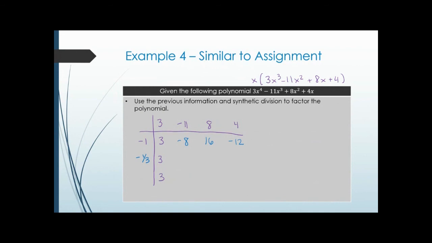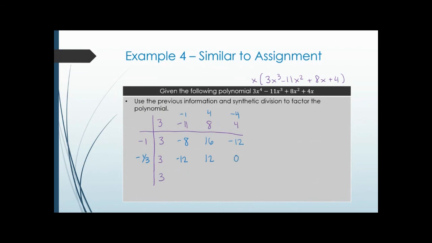So -1/3 times 3 is -1. -1 minus 11 is -12. -1/3 times -12, actually this works out nicely. That's not going to come out as a fraction, that's going to come out as 4. 4 plus 8 is 12. -1/3 times 12 is -4. -4 plus 4 is 0. So now I have found a 0.